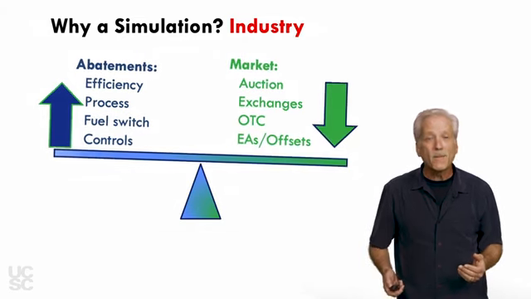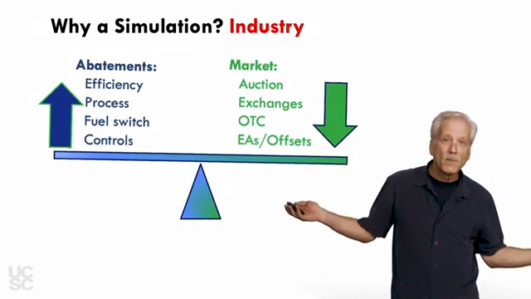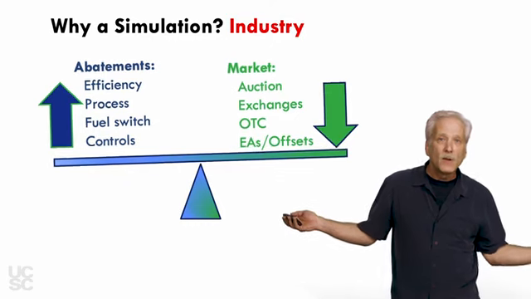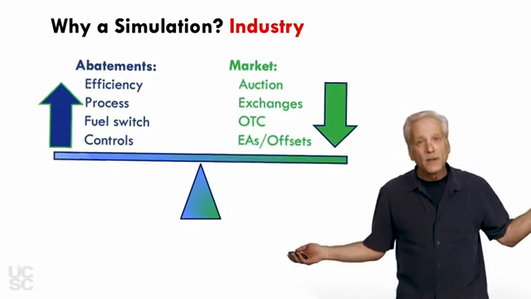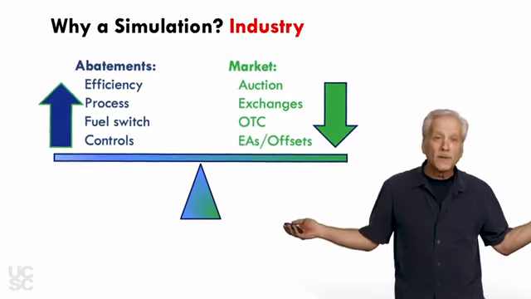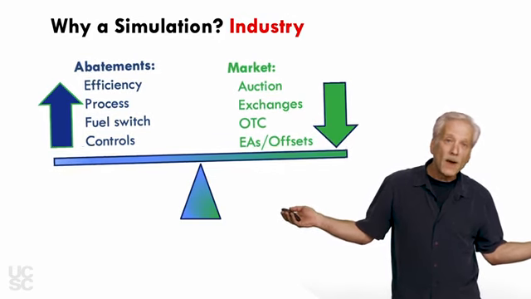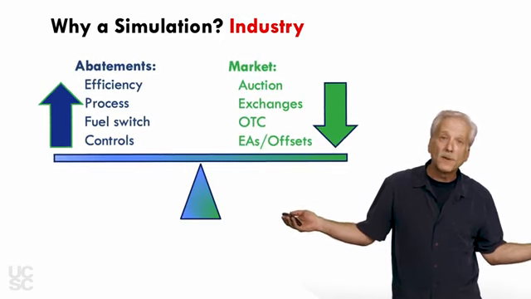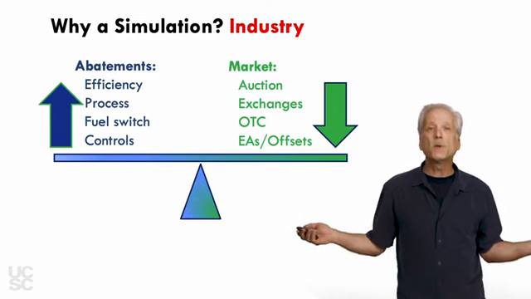Well, you have to balance. You have to decide, do I reduce my emissions on site? Do I participate in the marketplace? If I'm going to reduce my emissions on site, I have a number of different choices. I can make my operations more efficient. I can do process changes. I can switch fuels. I can put on new controls.